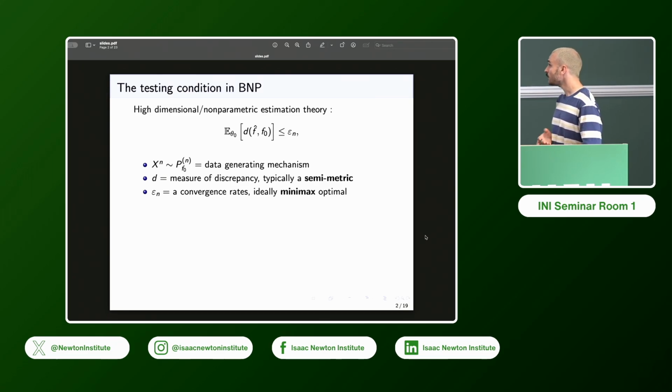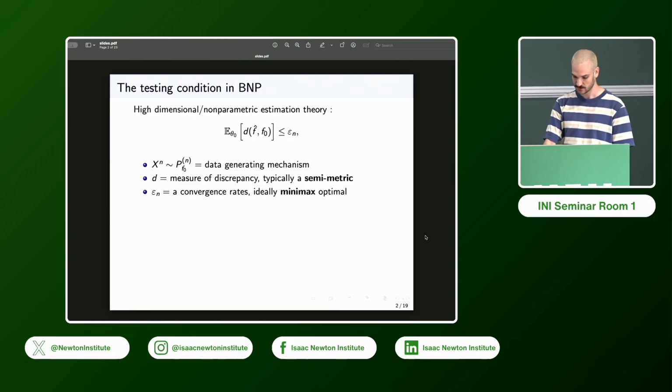And what you want typically is to guarantee that your epsilon n is optimal in a way, and arguably, the most commonly chosen framework for this is the minimax theory. And that's the kind of thing we're trying to aim for, especially in this talk: minimax theory for high-dimensional or nonparametric estimation.